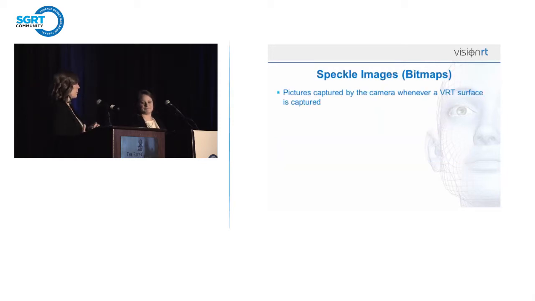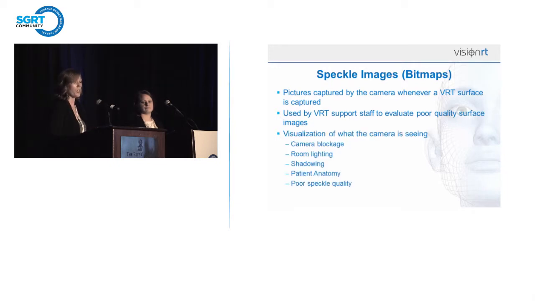So, what are speckle images? These are pictures captured by the camera whenever a VisionRT surface is captured. It allows us as VisionRT support staff to evaluate why you're having poor quality surface images. When we log in, we can see what the camera was seeing when you took that capture. Was there a camera blockage? Is your room lighting off? Is there shadowing on the area of the patient? Is the patient anatomy incorrect? Or what's causing this poor speckle quality?